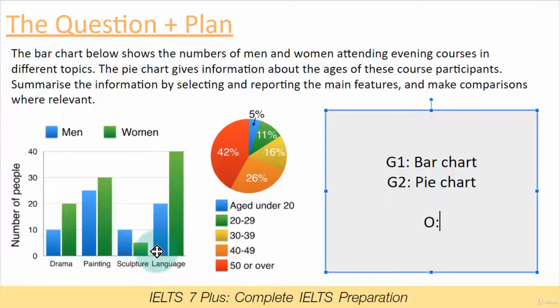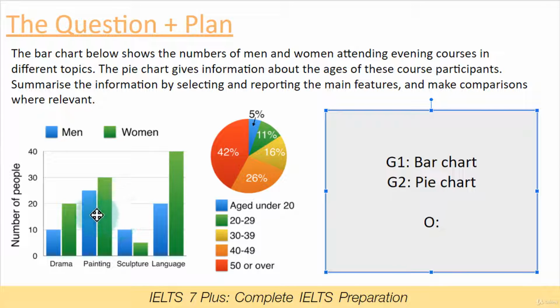Is there anything I can say regarding more women than men? Let's see. So women have 3 out of the 4 courses, there are more women enrolled. I could say generally more women enroll than men. That would be okay to say for this. Is there anything else I can say?